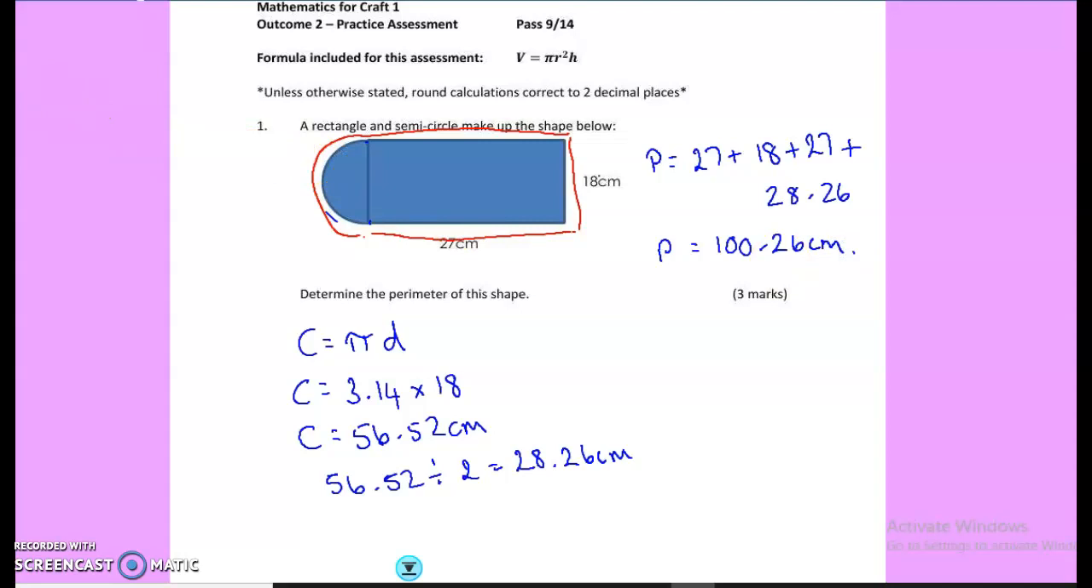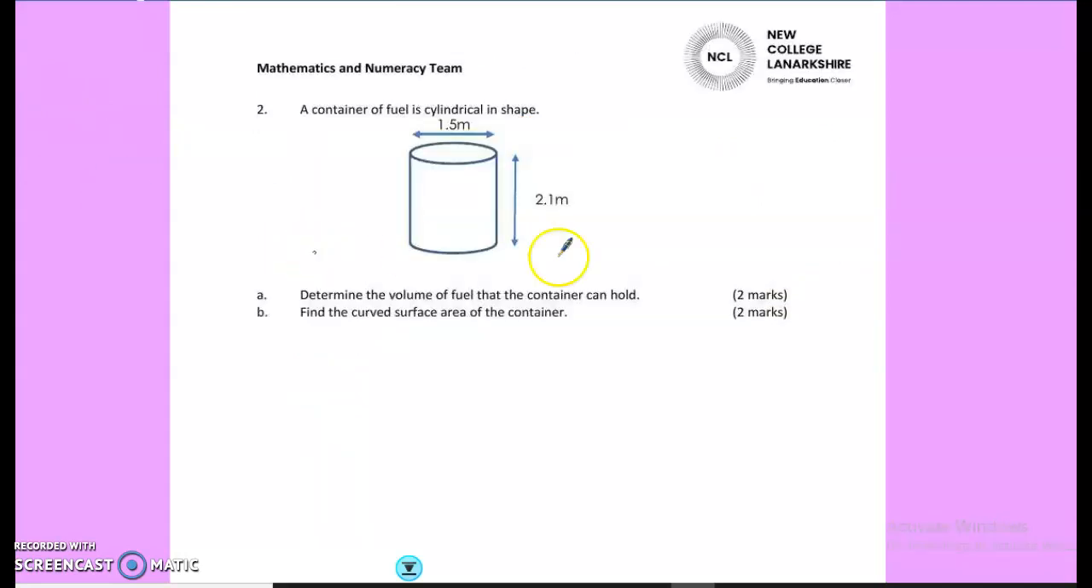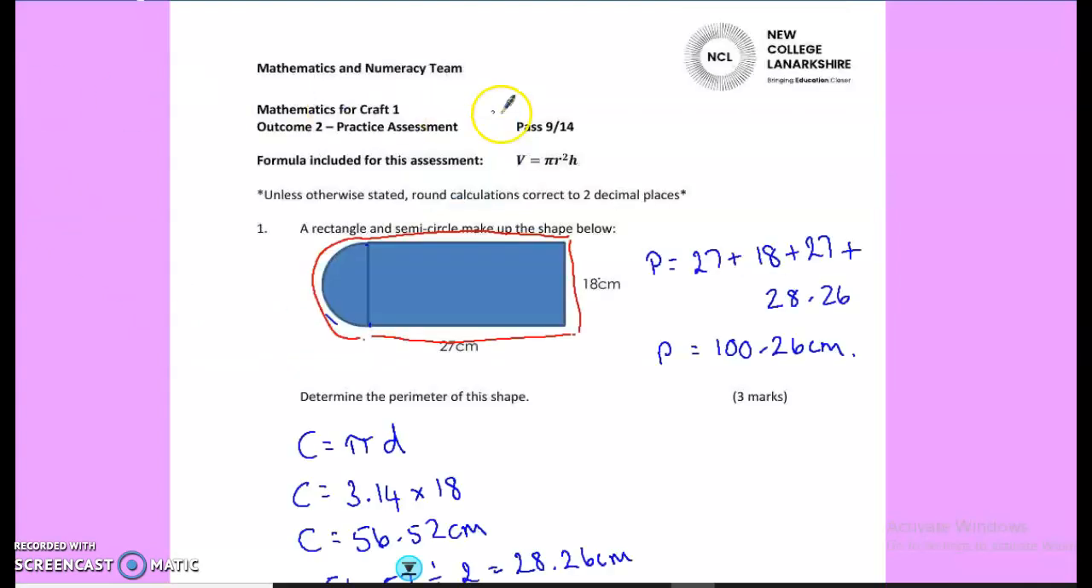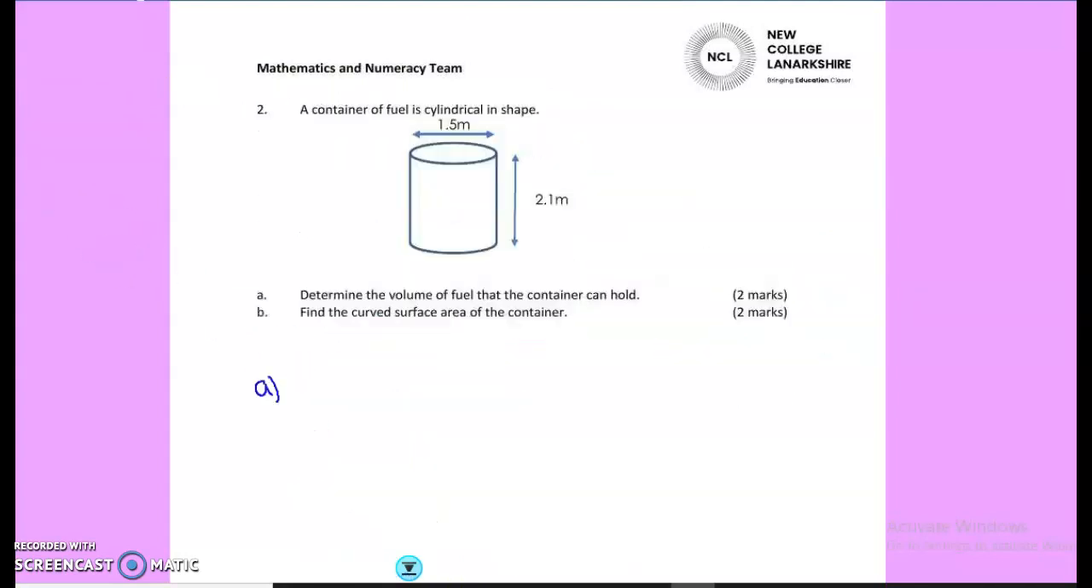Question 2. A fuel container. It's the shape of a cylinder. Part A asks me to find out the volume of the cylinder. Now the volume of the cylinder, the formula is given to you. It's not one you need to memorise, but you do need to know how to use. The volume of a cylinder is pi r squared h. Looking at this cylinder here, the height's 2.1. The diameter is 1.5 metres. So my radius is half of that.